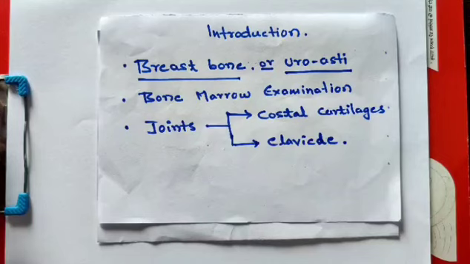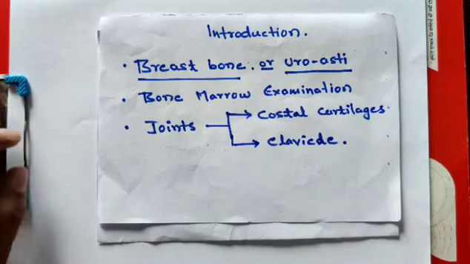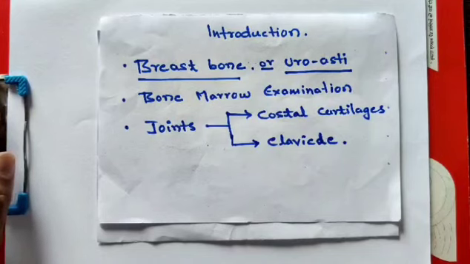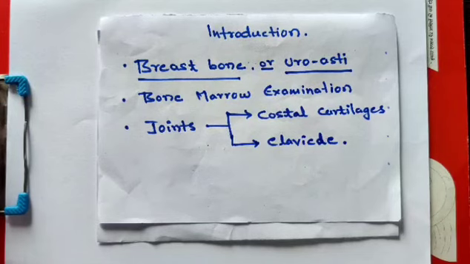This bone plays an important role in the bone marrow examination. For the bone marrow examination, the bone marrow should be aspirated. Aspiration of the bone marrow is done through the sternum by inserting a large bore needle through the sternum.